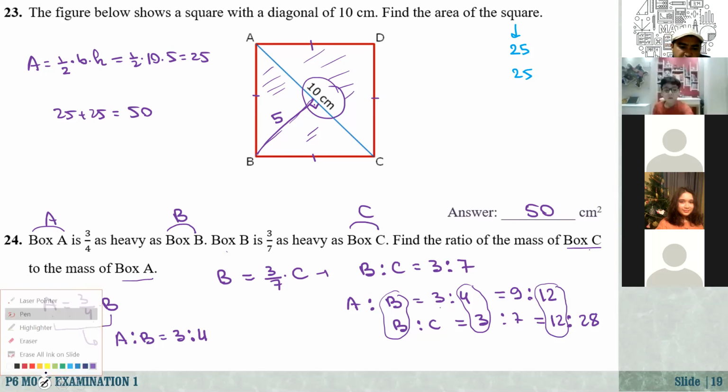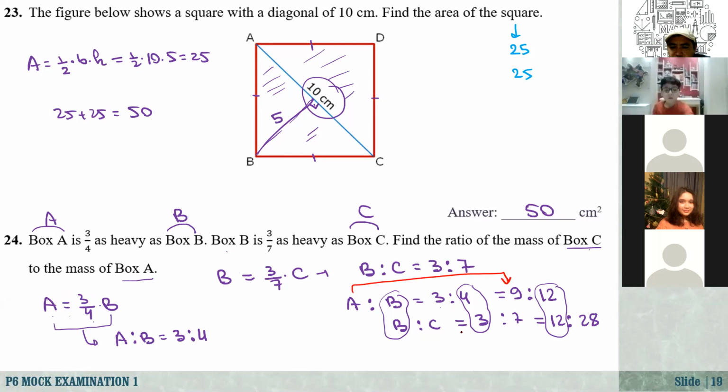So what does A represent here? Here we have A, what is it? It is 9. And how about C? It is 28. What is the question? The question is to find the ratio of the mass of box C to box A. So that means that we need to find C to A. What is C here? 28. And how about A? It is 9. So the ratio of C to A is 28 to 9. So the answer is 28 to 9.